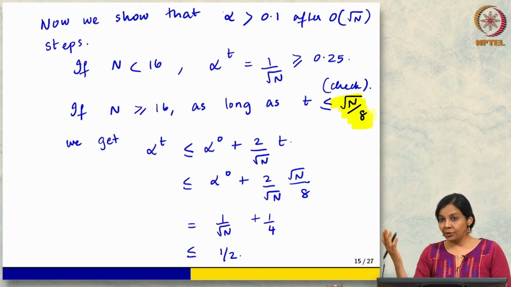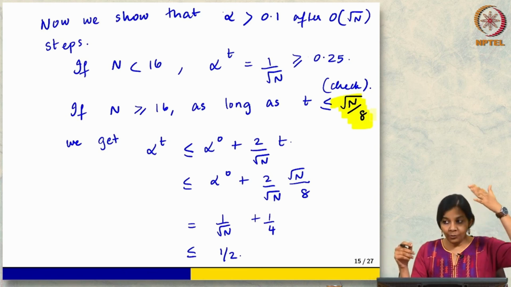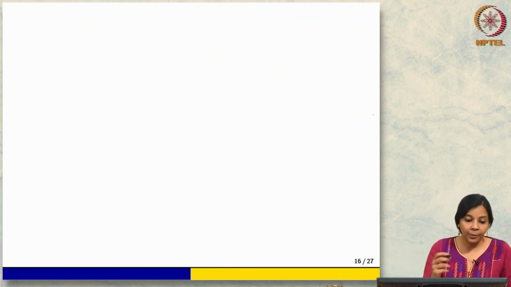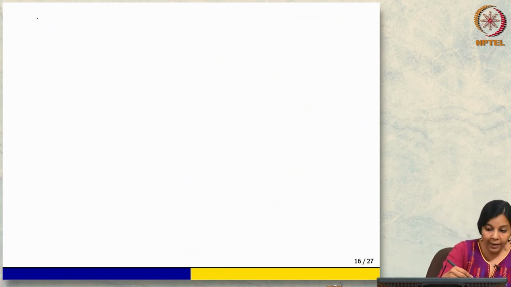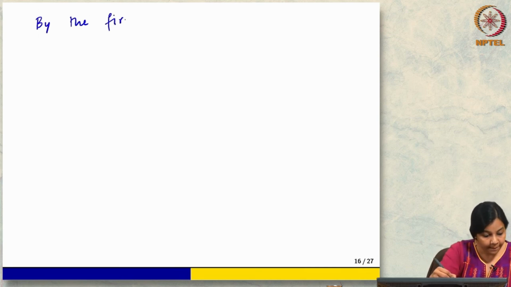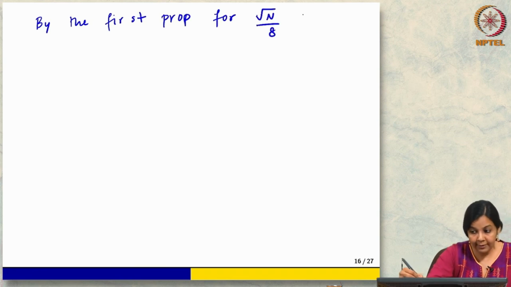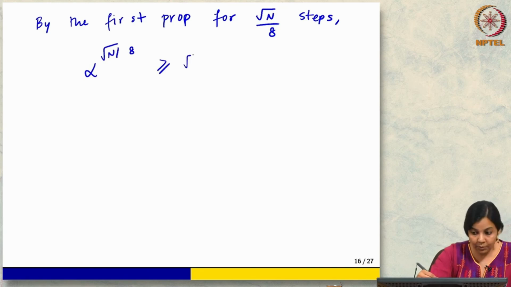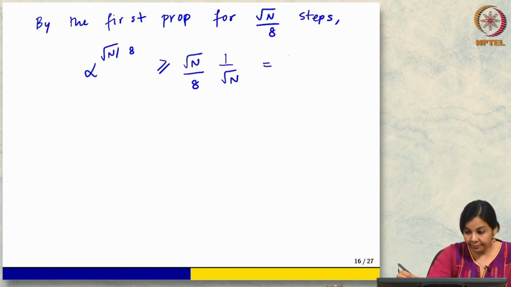We used the second proposition to show that for so many steps, I am going to maintain my amplitude to be less than half, and this was the condition for applying the first proposition. Okay. So, let us now apply the first proposition and see if we can conclude. So, by the first proposition, for root n over 8 steps, I can get alpha greater than or equal to root n over 8 times 1 over root n, right, which is 1 over 8, which is greater than 0.1.